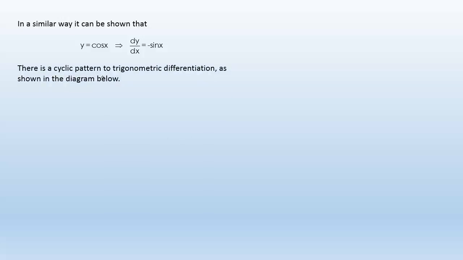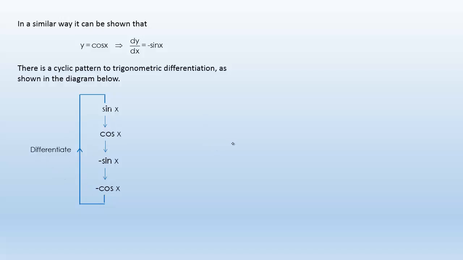There's a cyclic pattern to trigonometric differentiation as shown in the diagram below. So sine x differentiates to cos x. We established that. From here, cos x differentiates to negative sine x. Since sine x differentiates to cos x, negative sine x must differentiate to negative cos x. And since cos x goes to negative sine x, negative cos x must go round to sine x. So this is what happens when we differentiate.